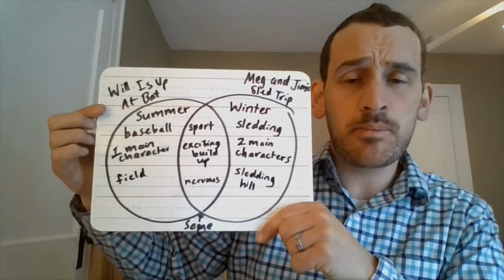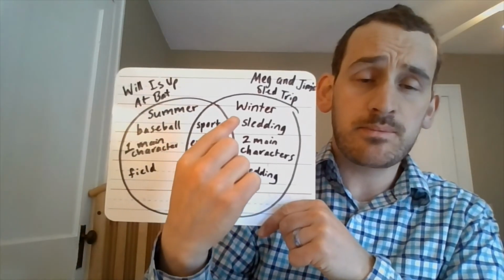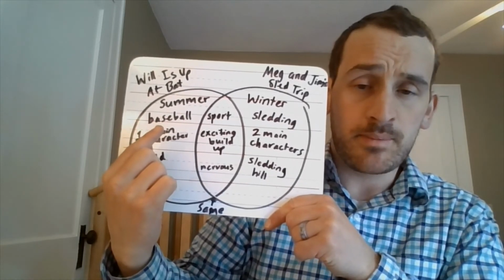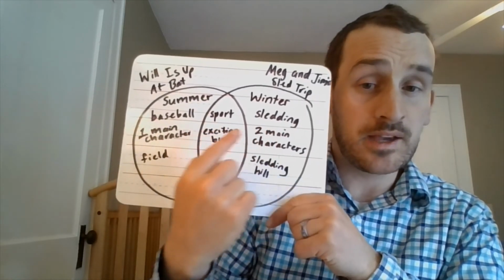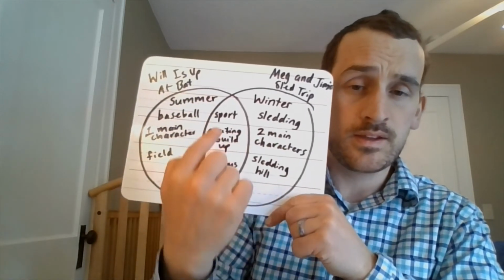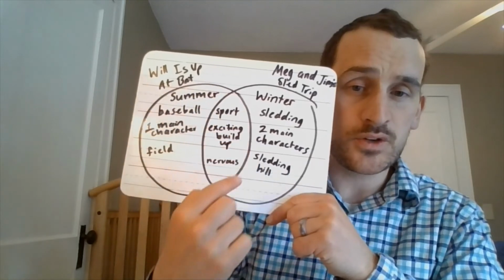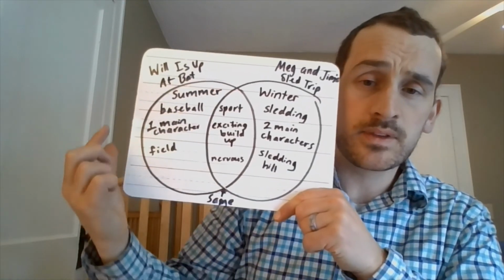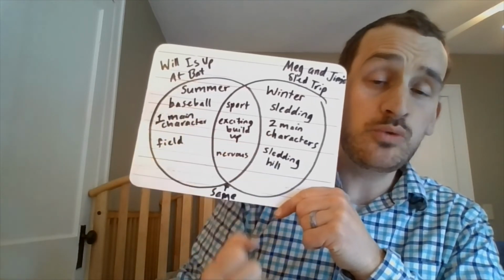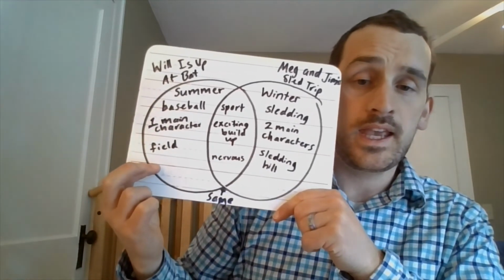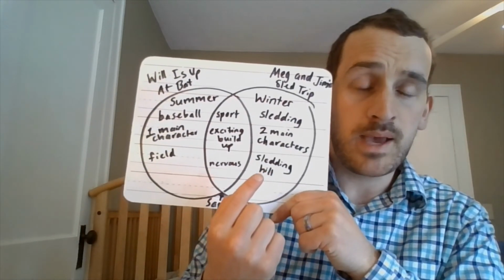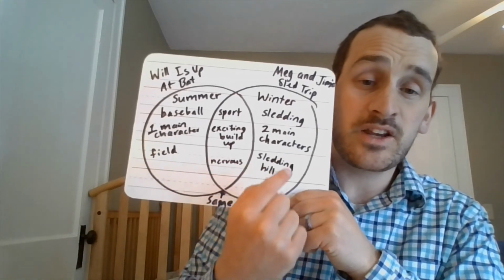We can see in Will is Up at Bat, it's summertime, but in Meg and Jim's sled trip, it's winter. In this story, they're playing baseball. In this story, they're doing sledding, but they're both sports. That's the same. Different? The same. See how they cross over in this Venn diagram? In Will is Up at Bat, there's only one main character, but in Meg and Jim's sled trip, there are two main characters. In Will is Up at Bat, it's set in a field. In Meg and Jim's sled trip, it's set on a sledding hill.